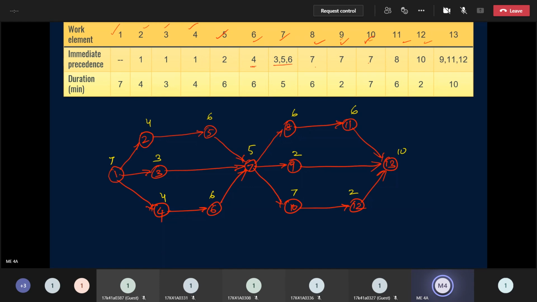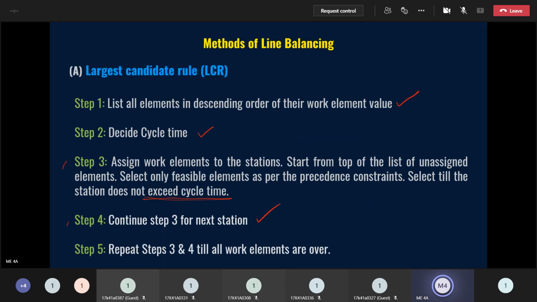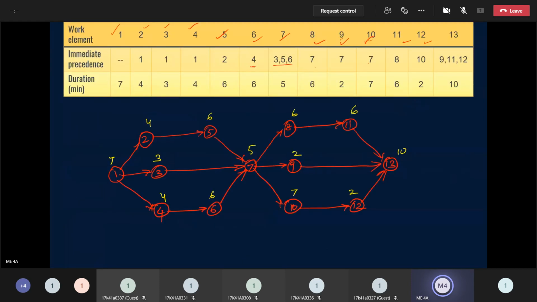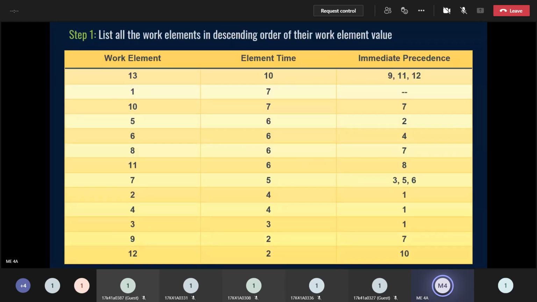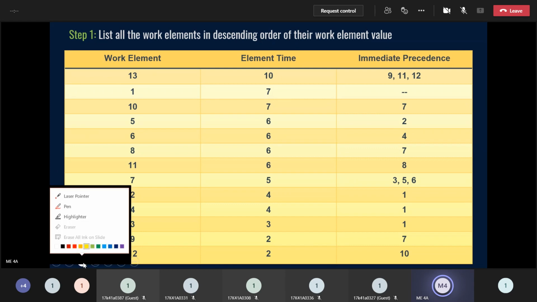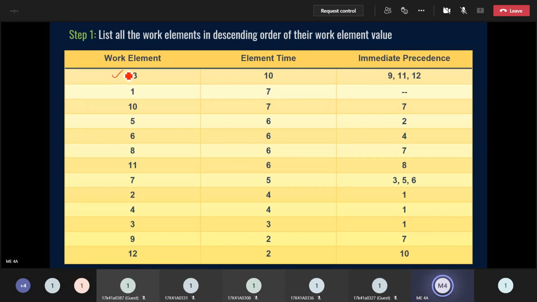So this is the first step you have to do. Draw the precedence diagram based upon the constraints given to you. Once that is over, step 1 is: list all the elements in the descending order of their work element value. Which has the highest time? 13. 13 is having the highest time, so in the table, 13 will come first. Element time is 10. These elements are written in descending order of their timings: maximum time 10 at the top, minimum time 2 at the bottom.